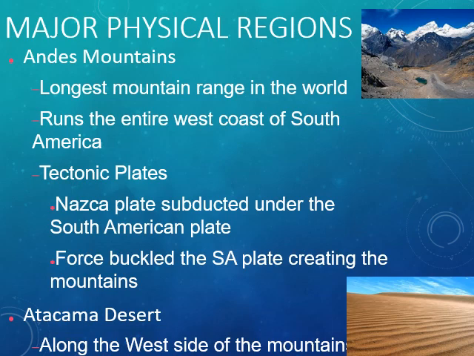The Atacama Desert is the second major physical region we'll talk about. It's along the west side of the mountains, so it's pretty narrow. There's not much room there for it, and it is the driest desert in all of Earth.